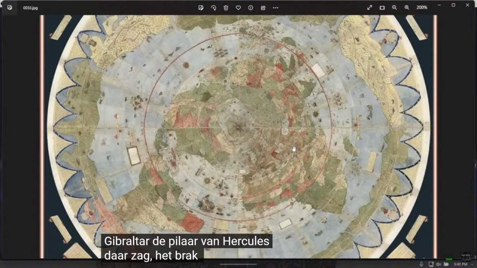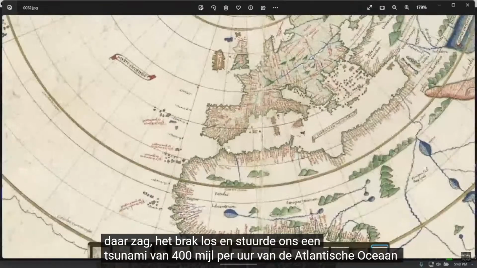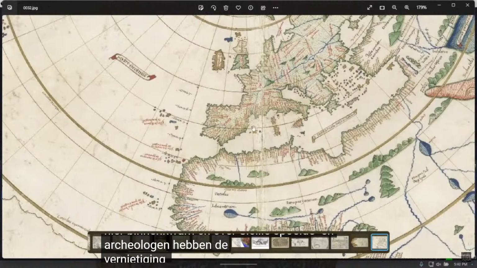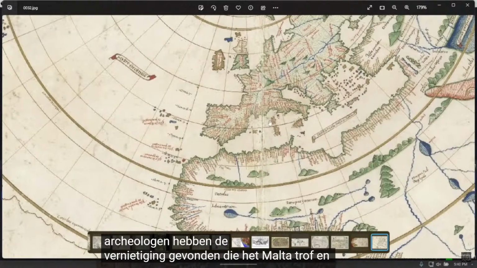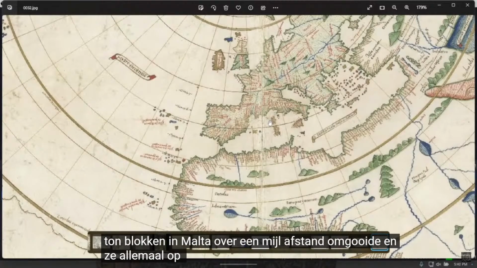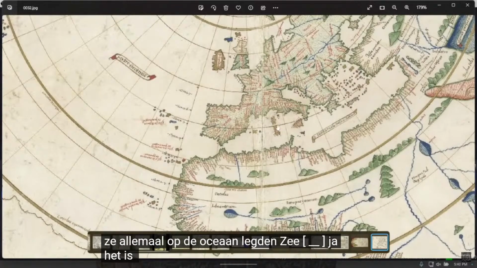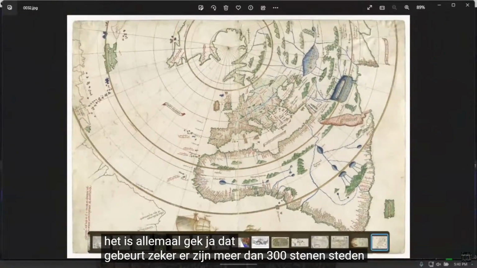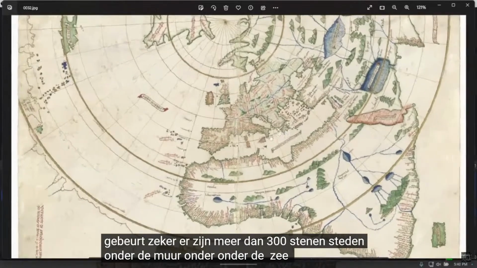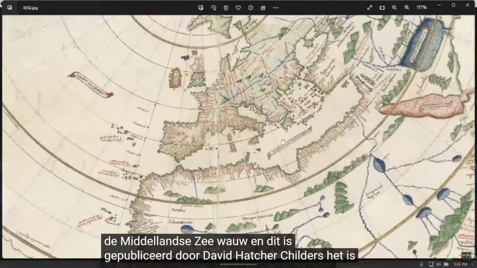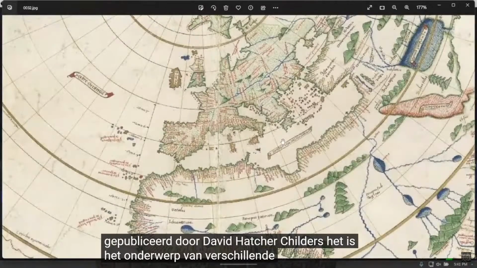Yeah, sure. It broke free and sent a 400-mile-an-hour tsunami of the Atlantic, came in here and washed over Sicily, and archaeologists have found the destruction. It hit Malta and knocked 40-ton blocks in Malta over a mile and laid them all out on the ocean sea. Shit. Yeah, it's crazy. Yeah, that definitely happened. There are over 300 stone cities below the sea in the Mediterranean. Wow. And this has been published by David Hatcher Childress. It's the subject of several scuba diving books.